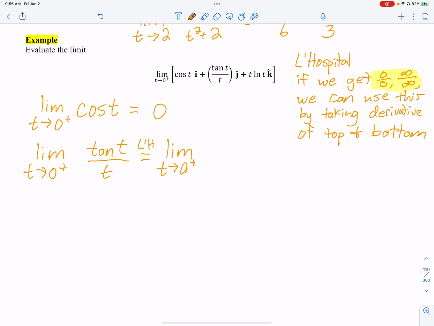And then what we do is we just take the derivative of the top and bottom. Derivative of tangent is secant squared. The derivative of t is 1. And now we can actually do that because I'm not going to divide by 0. So we got secant squared of 0.